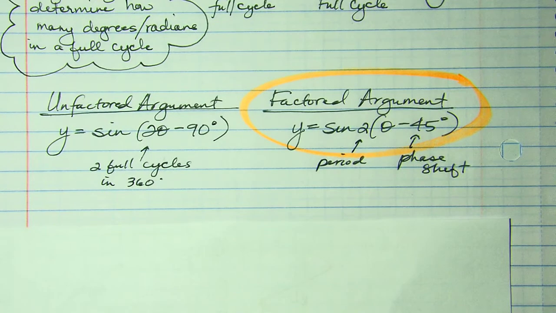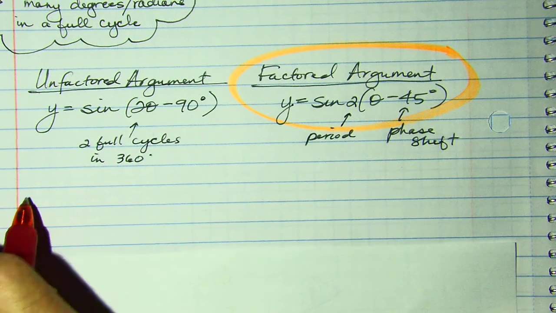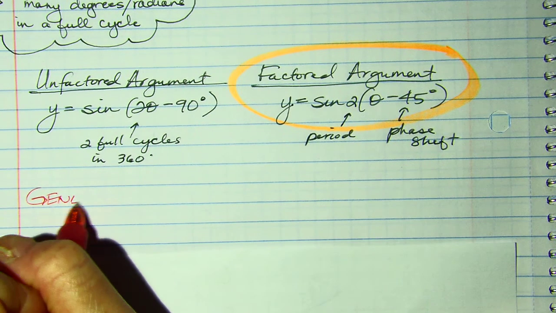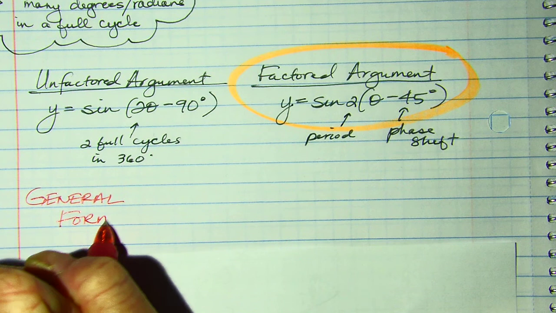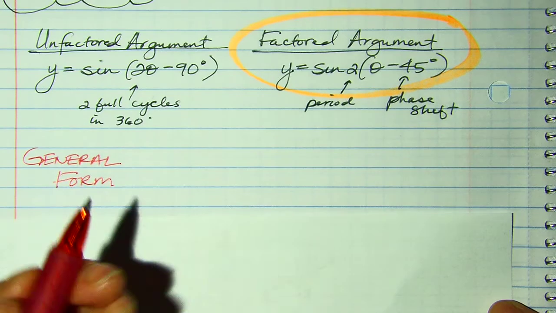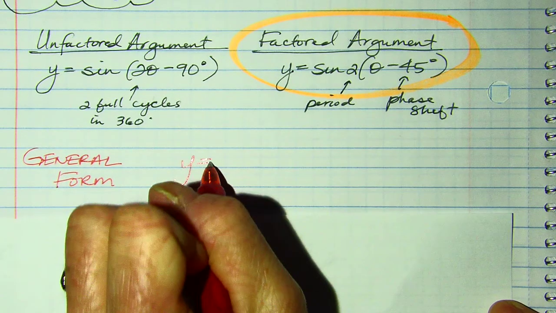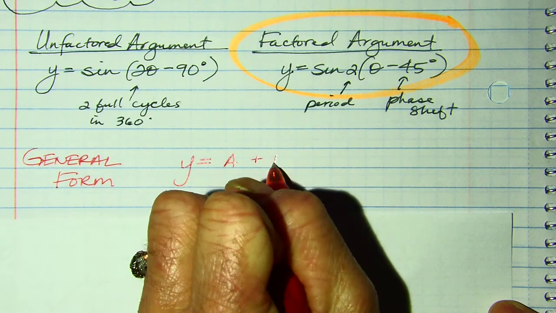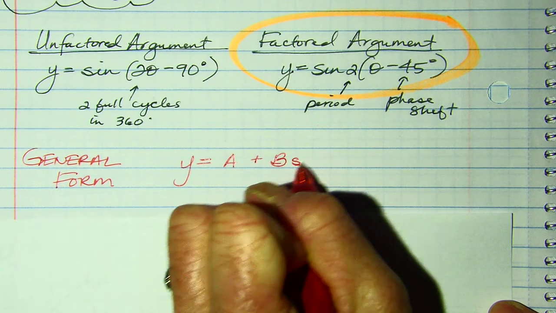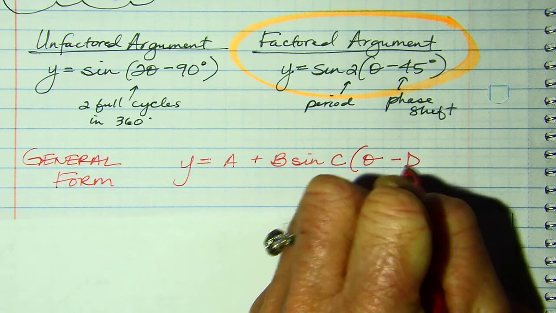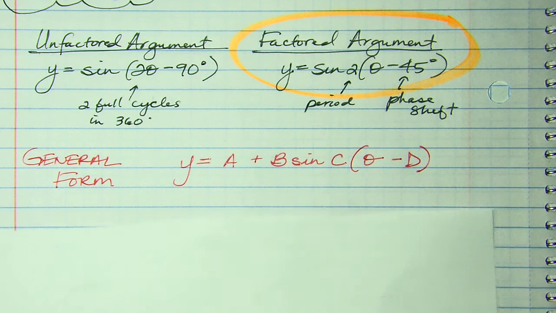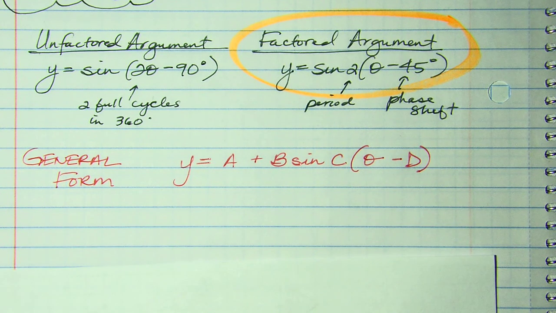So let's do the most important part. Let's go over the general form of our functions and talk about each piece, and then we will use that with our graphs today. So general form should look like this: y equals a plus b, and then either sine or cosine here, c parentheses theta minus d. So you and I are going to determine A, B, C, and D from our graphs.